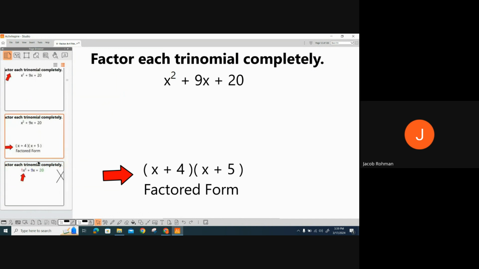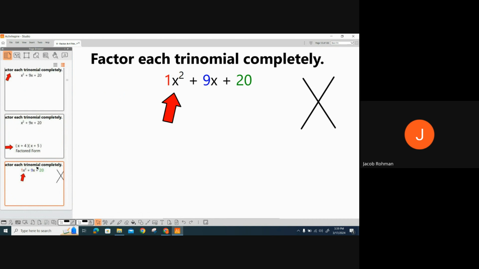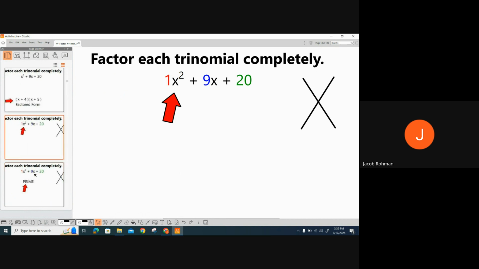Again, we're going to start with the GCF. First, look at all the terms, and we can see that there's a GCF here of 1. So we're going to say that this is prime between all three terms.